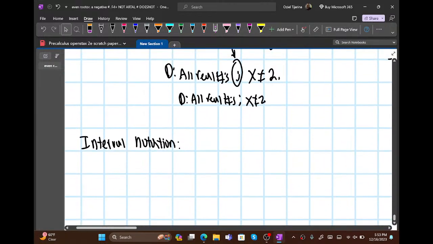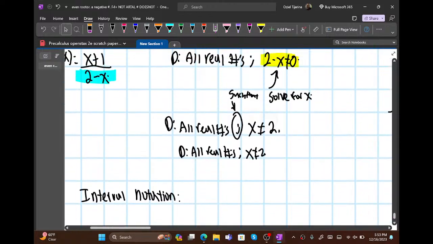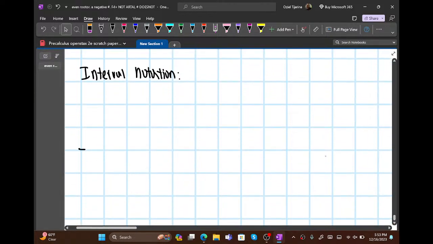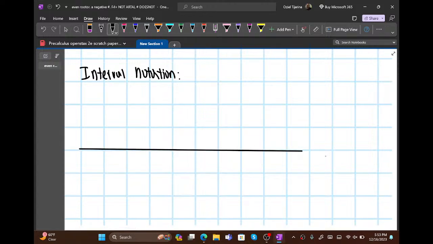So in interval notation, we know that it's all real numbers such that x cannot equal 2. So if I were to draw a number line, and I say that x is an element of all real numbers such that x does not equal 2, I know that this is my domain.